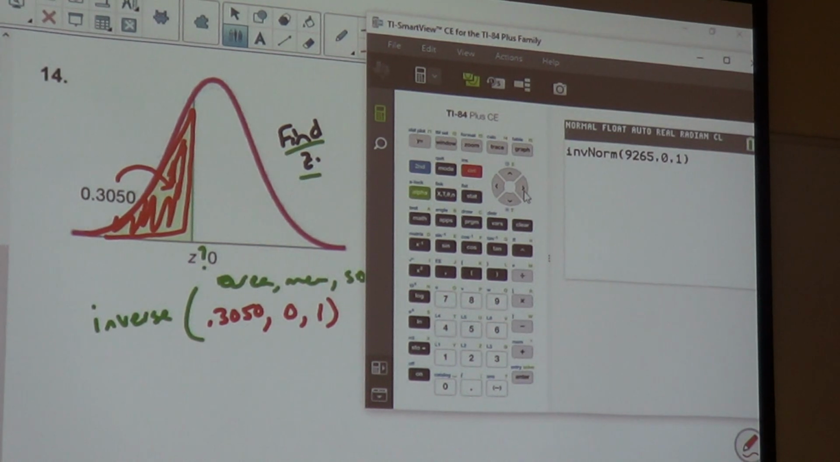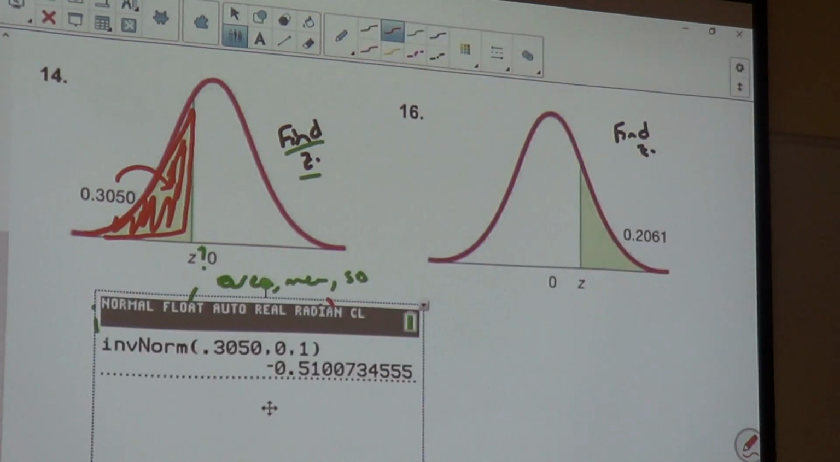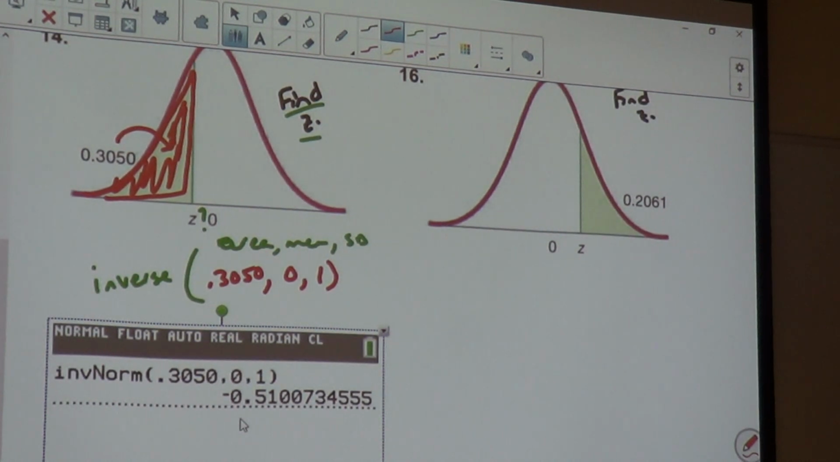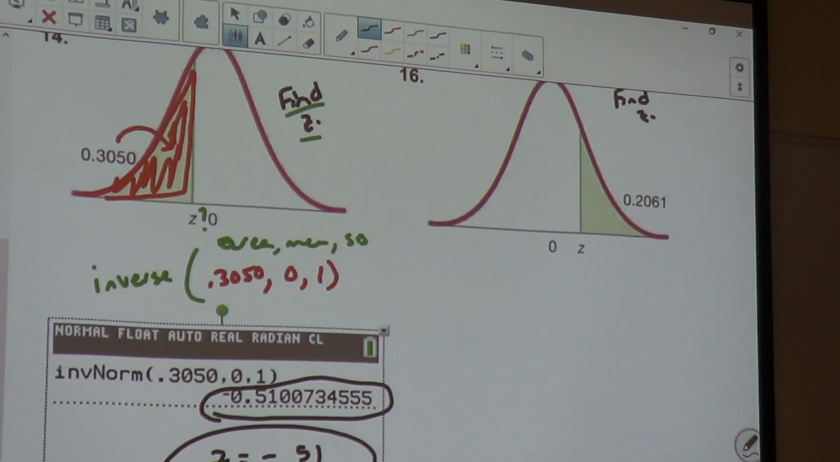When you do it on the calculator on the test, when you go to second bars and pick inverse norm, this is what's coming up: 0.3050, comma, 1, comma, 0. Mean, comma, standard deviation. Now, this is where you ask yourself, is that the correct z? That is the correct z, and the reason it's the correct z is because it's shading to the left. We good? So my answer is going to be z equals negative 0.51, however long they tell me to round it to.